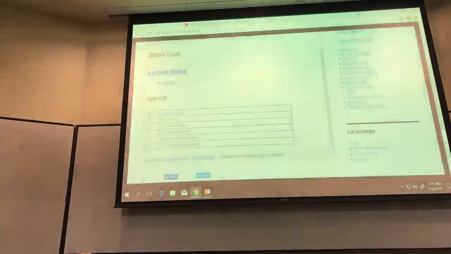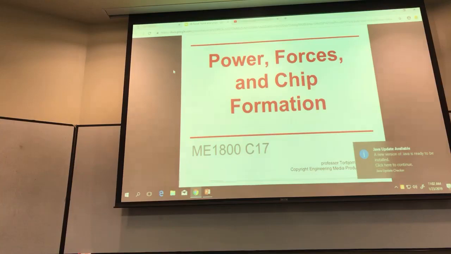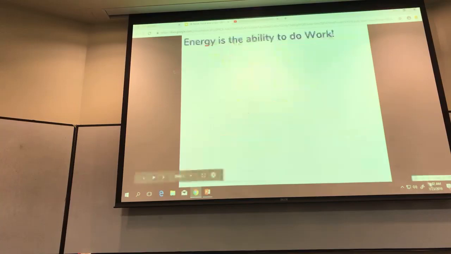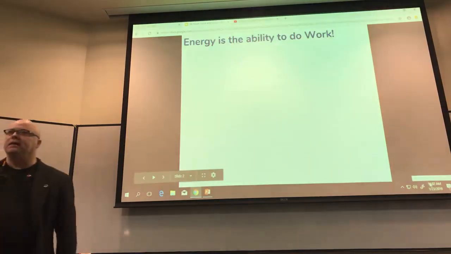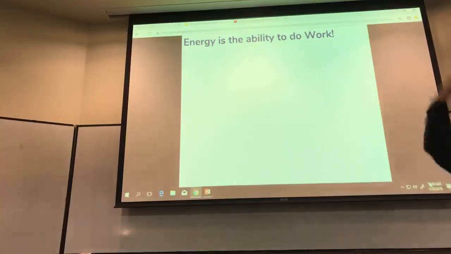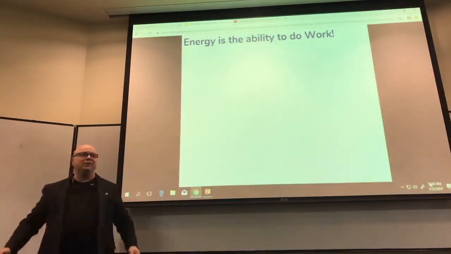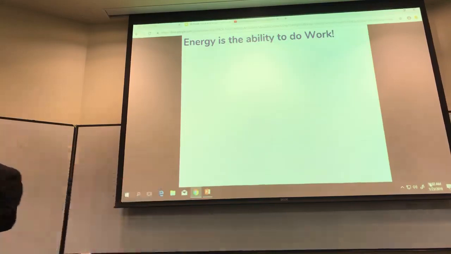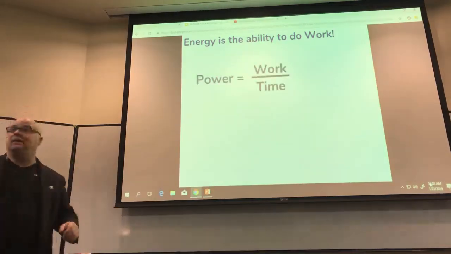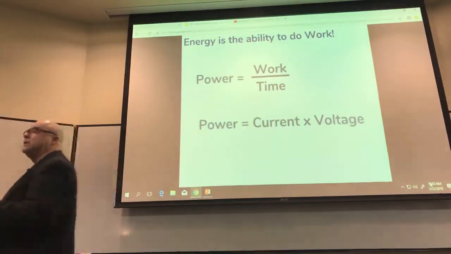All right, quick recap. Energy is the ability to work, right? Kids need to be more dynamic, more involved. You know why you fall asleep in class? Because you're not more involved. Energy is the ability to do work. Power equals work over time. Power is work over time. Power is current times voltage.